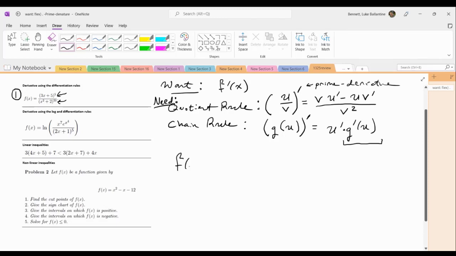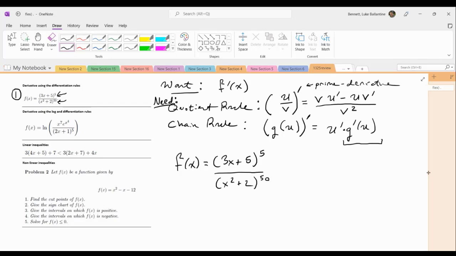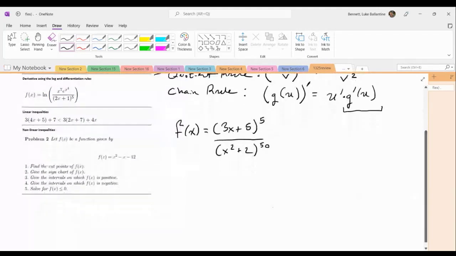So if we have f of x is (3x plus 5) to the 5th over (x squared plus 2) to the 50th, then we can calculate f prime. F prime is low d high, and to do d high, we need the chain rule.